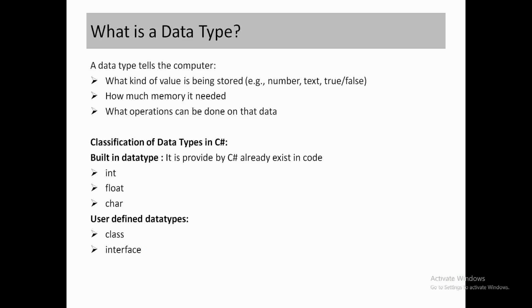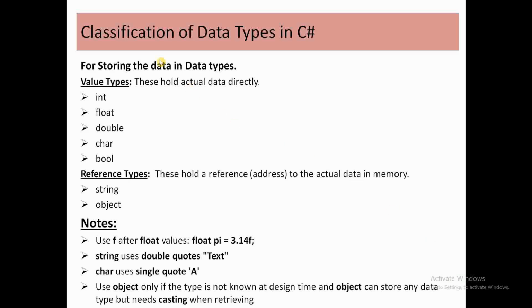And here are some user defined data types like classes, interfaces. These topics we will cover in our later videos. So these are user defined data types which we create, like classes and interfaces. Next one is the classification of data types. If we want to store some data into the data types through variables, then we can use these types: the first one is value type, and the second one is reference type.